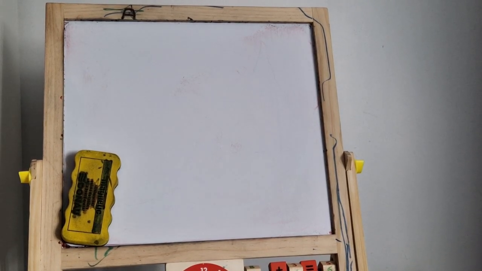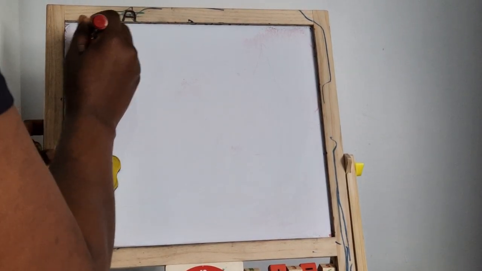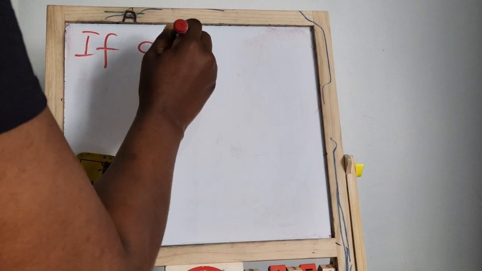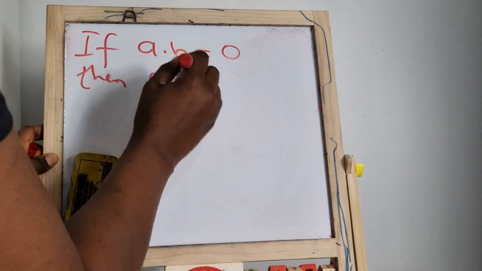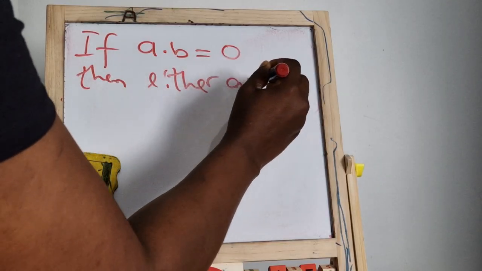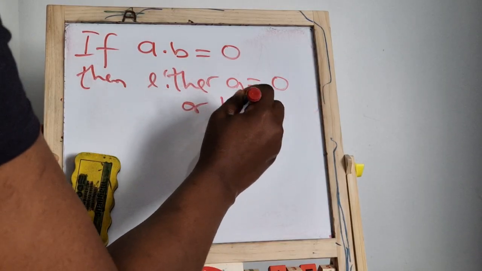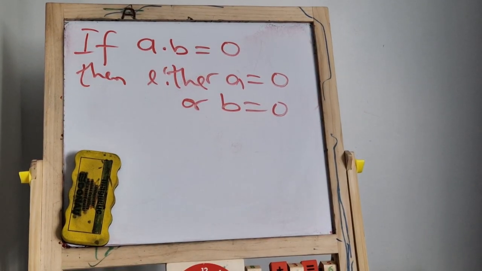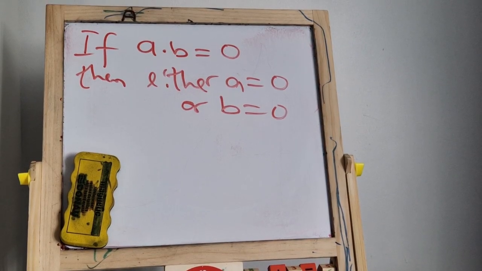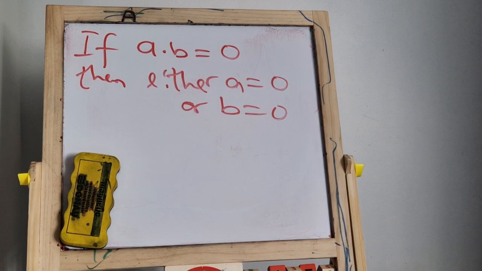The zero product rule states that if A dot B equals 0, then either A is equal to 0 or B is equal to 0. The zero rule only works when the product is equal to 0. The moment you see something equals 0 and two expressions are multiplied, stop and apply the zero rule.